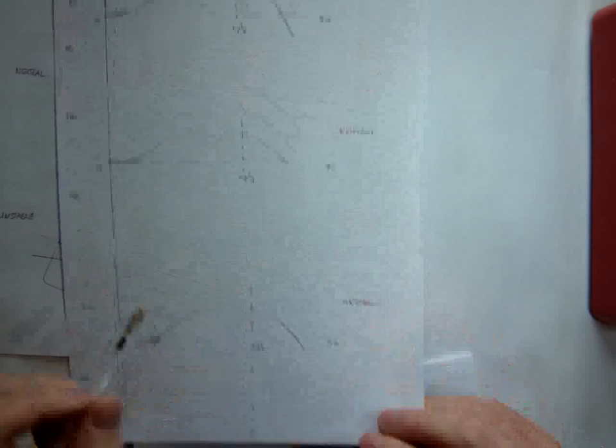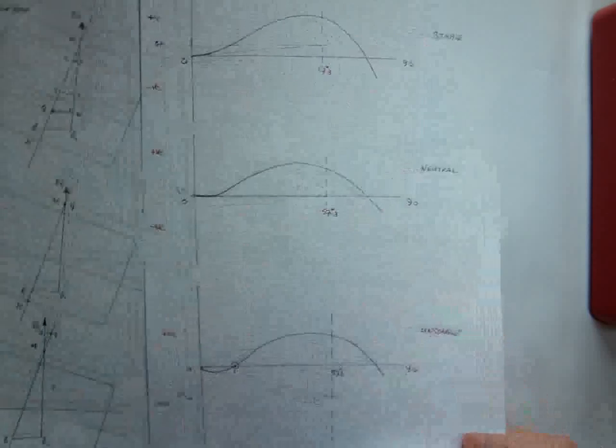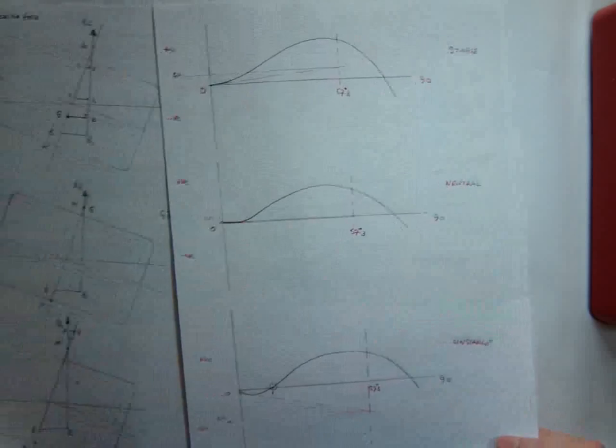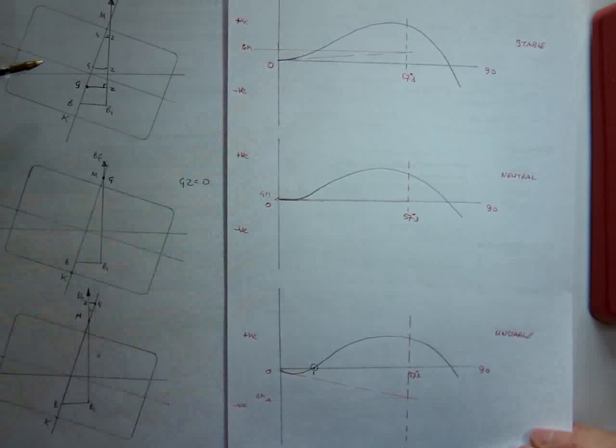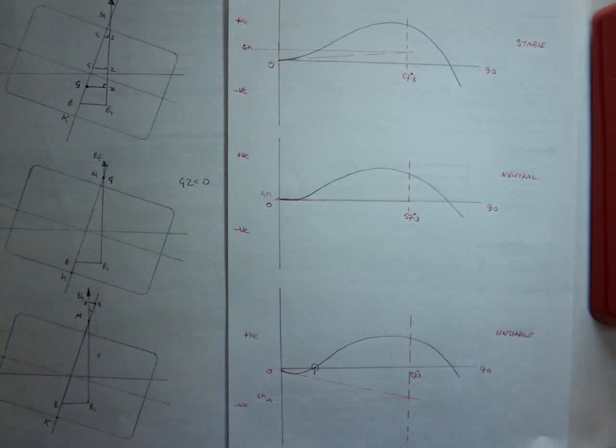Okay, so that would be the three stages for the GZ curve, and what I've tried to do there is relate the three stages to the three sketches that you would be expected to do, and you can see how they relate directly to the three curves.